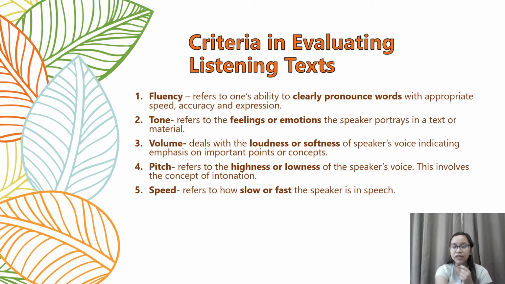Number five is speed. It refers to how slow or fast the speaker is in speech. Is the speaker too slow, too fast, or just appropriate? Number six is called word choice. When we say word choice, it indicates attitude or certainty.